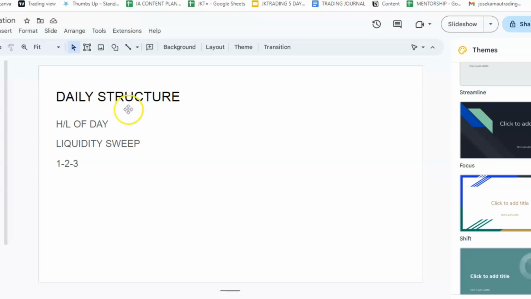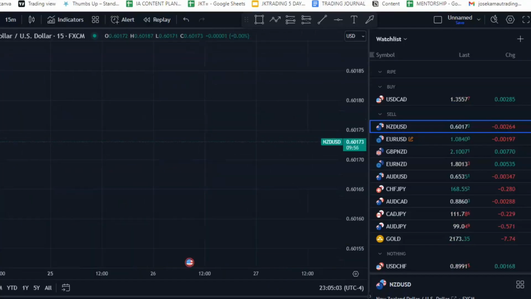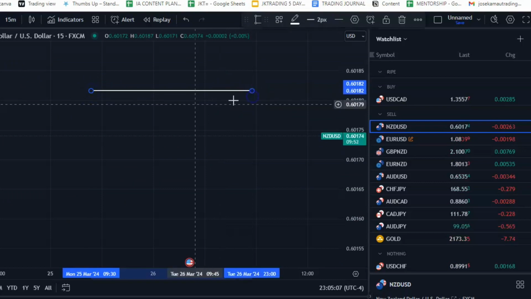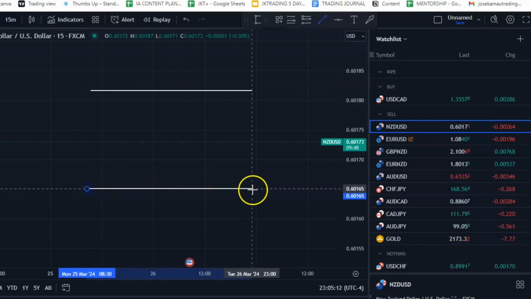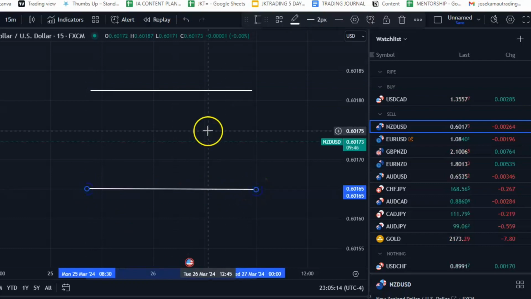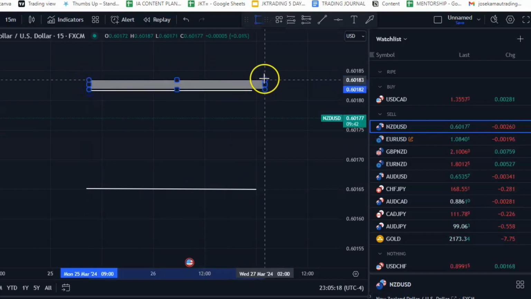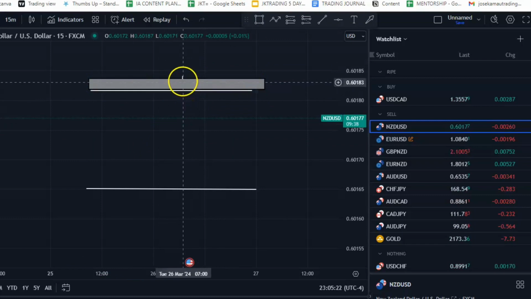That takes us to the next step, which is the daily structure. Now, the daily structure is composed of the high of the day. That is where the most liquidity throughout the day is. Now, if we are looking to sell, we want to sell high at the high of the day, not inside, but outside. You want first the liquidity to be triggered.